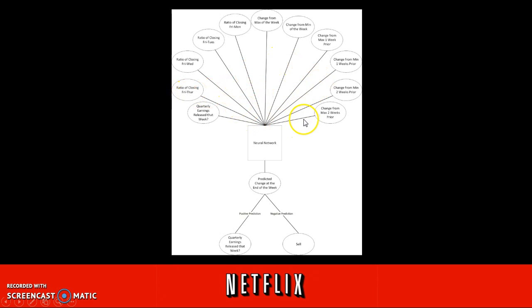So all of these inputs go into the neural network, and the output will be a numerical value. Depending on whether the value is above or below 0, it'll be either to buy or sell. And this should actually say buy. Apologies.